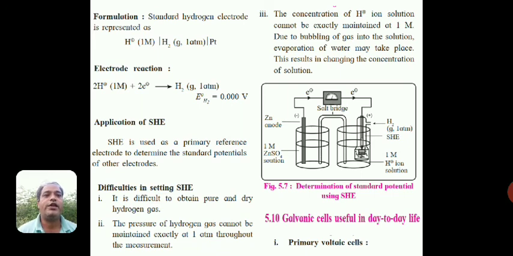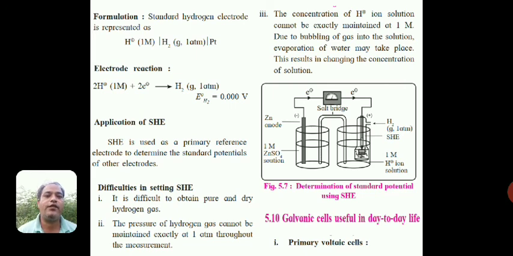By using this value we calculate the electrode potential of other materials. So we are considering it 0.0 volt, and that's why it is known as the primary reference. By using this one we can find out the electrode potential values of other electrodes. So that's why it is known as the primary reference electrode. Now what are the applications of SHE? SHE is used as a primary reference electrode, as I just told you, to determine the standard potentials of other electrodes. This is the main thing.